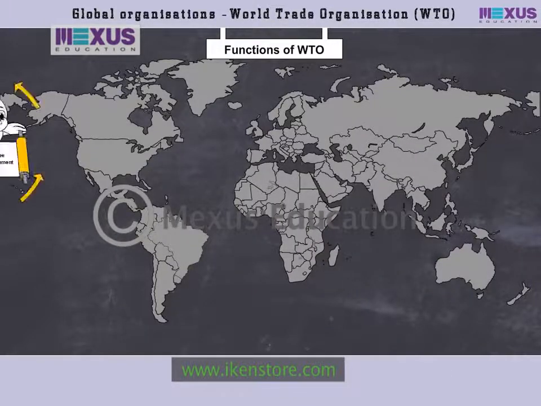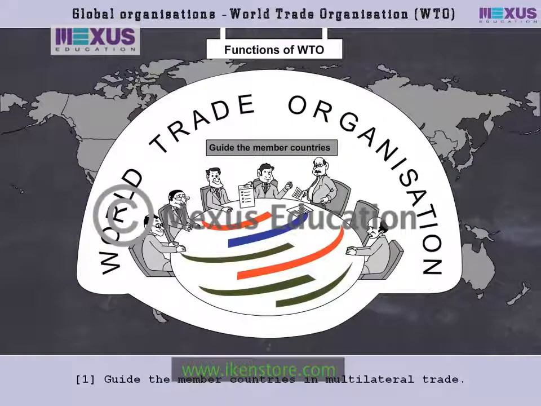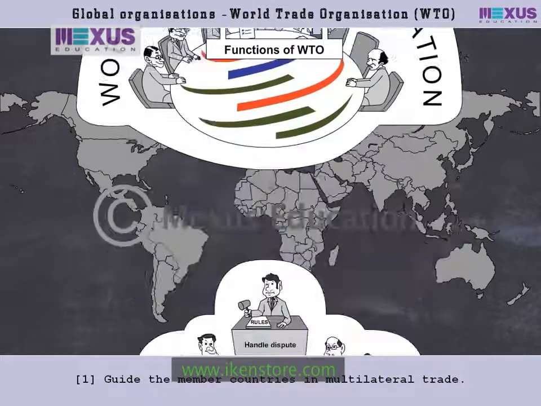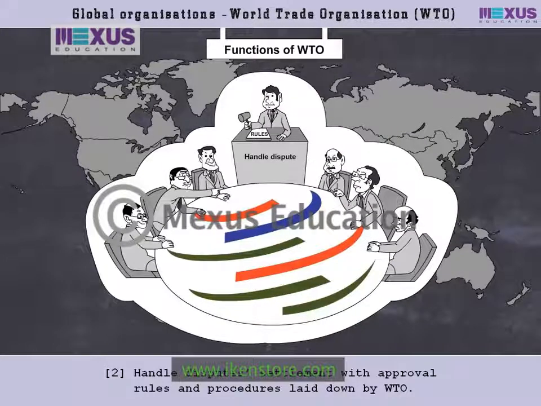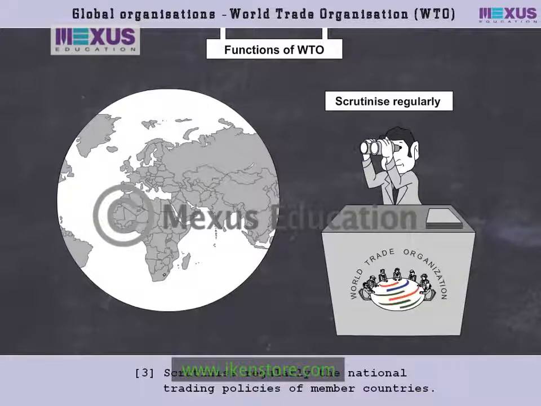Functions of WTO. The WTO, being a legal entity, acts as an advisory as well as regulatory body. It performs several functions in order to control the international trading environment. They are: first, to guide the member countries in multilateral trade. Second, to handle dispute settlement with approved rules and procedures laid down by WTO. Third, to scrutinize regularly the national trading policies of member countries.